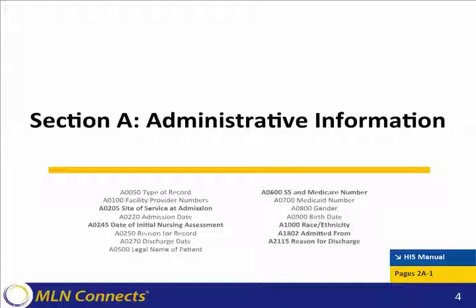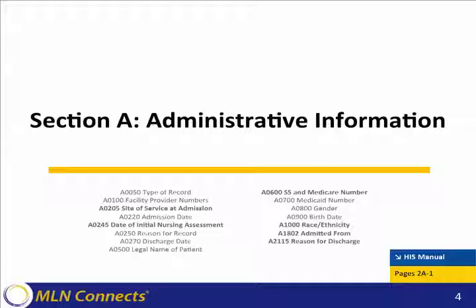Section A starts on page 2A-1 of the manual and contains 15 HIS items that serve to uniquely identify each patient, the hospice from which he or she receives services, and the reason for the record. Since the focus of this training is to highlight new and refined guidance associated with the release of version 1.02 of the HIS manual, we will not be discussing every HIS item. Instead, we will focus on those items with new or updated guidance in version 1.02 of the HIS manual. Section A items with new or updated guidance are listed in bold font on this slide.